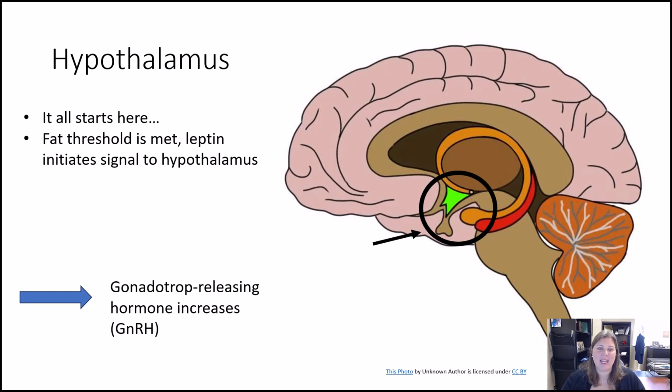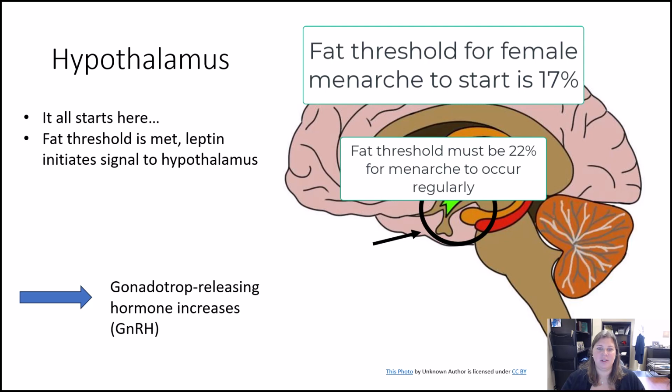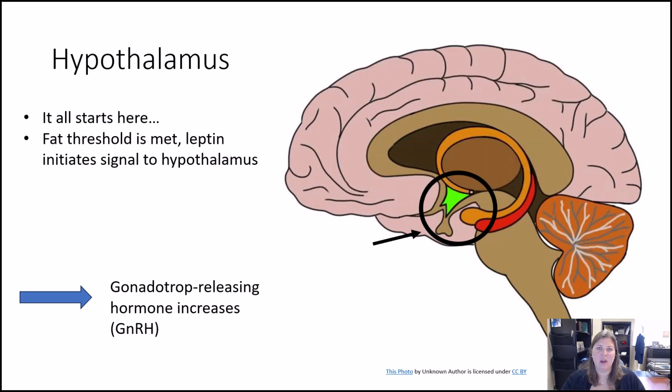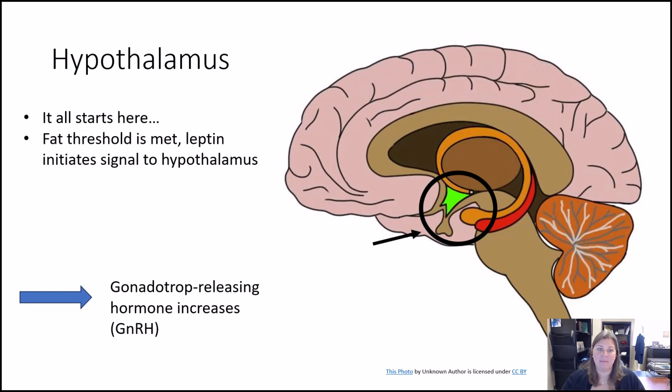Research has indicated that this fat threshold for females is around 17% body fat in order for menarche to start, and 22% before regular menstrual cycles can be maintained. For boys, this still seems to vary, so trajectories focus more on early versus late timing of puberty as correlated to obesity and defined by the body mass index, or BMI.